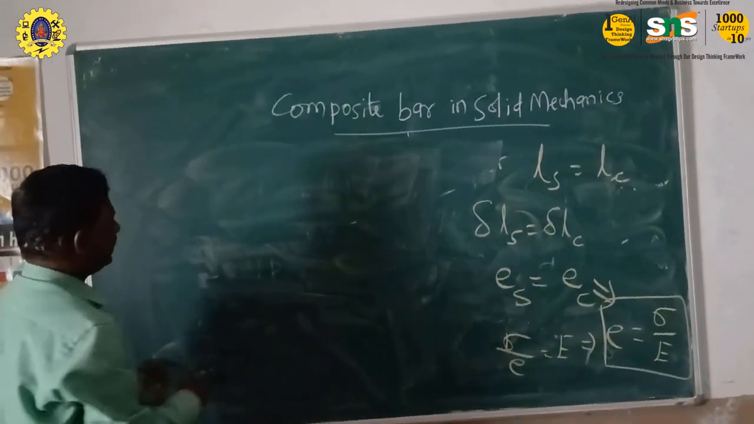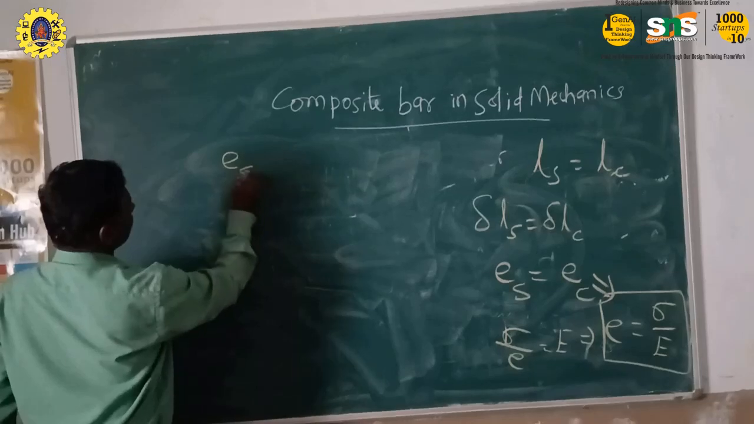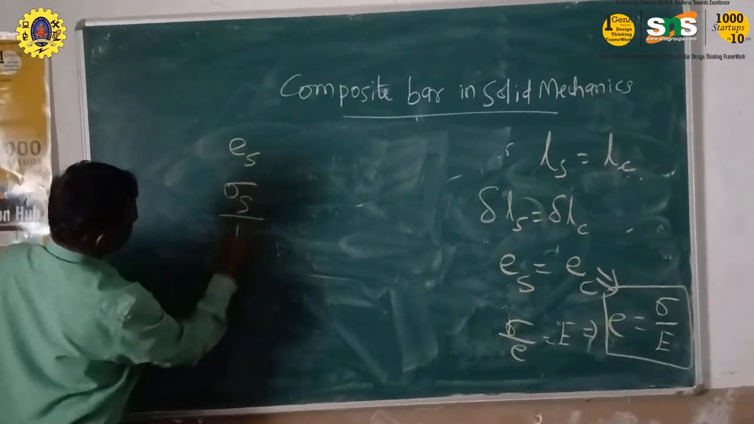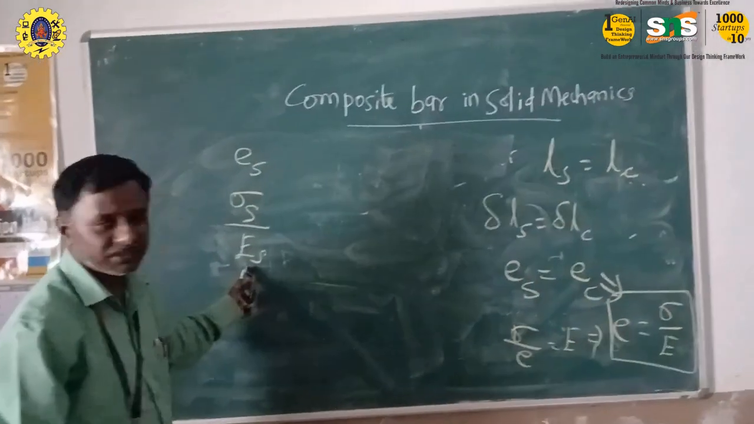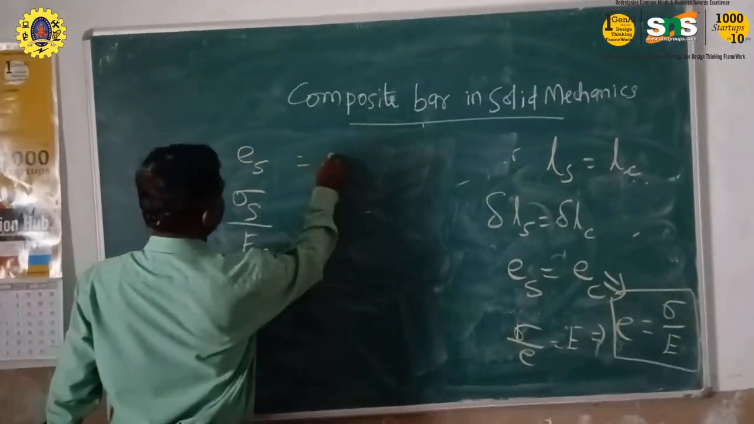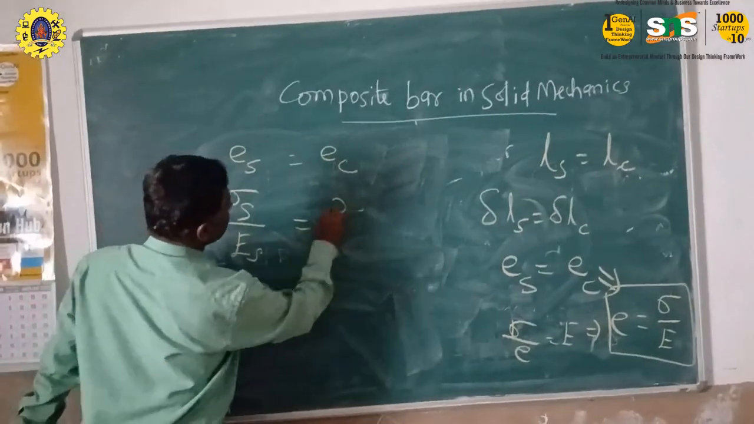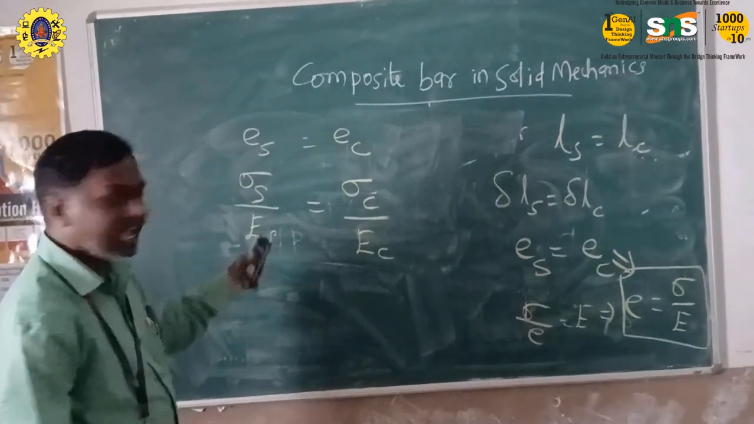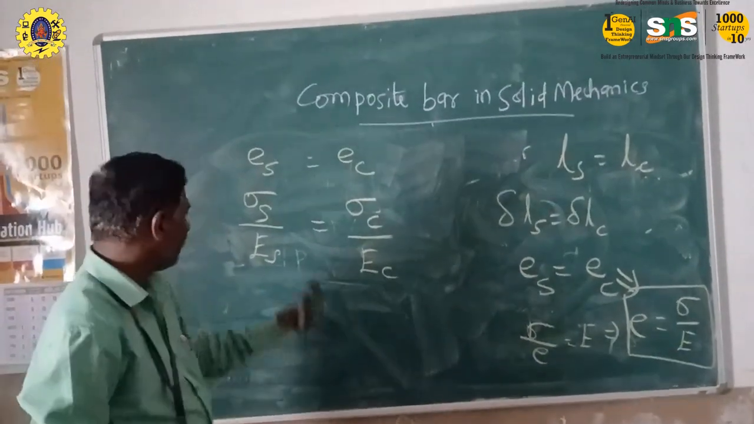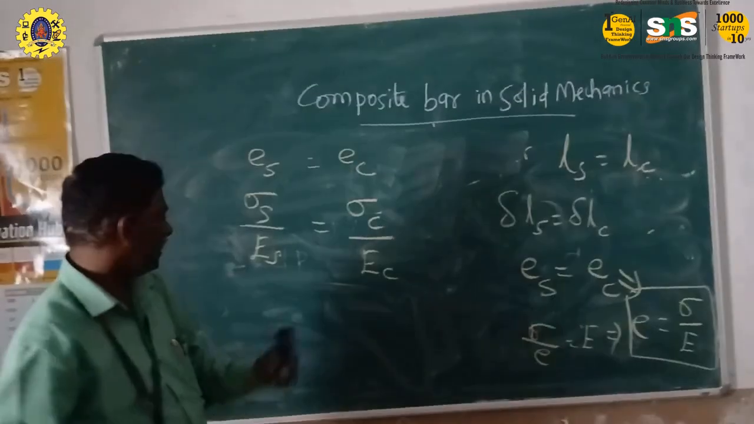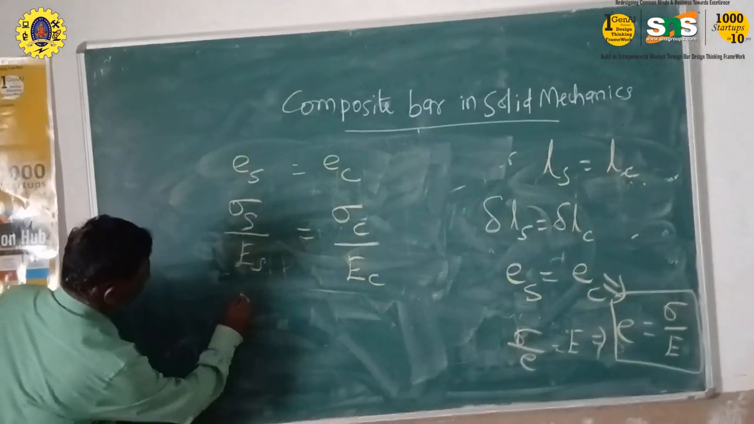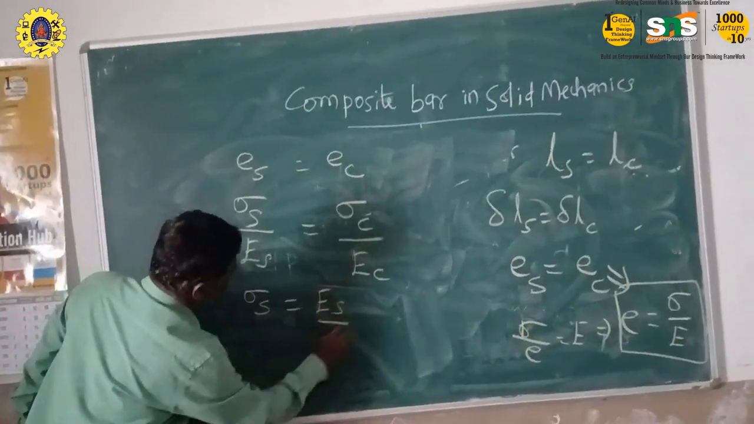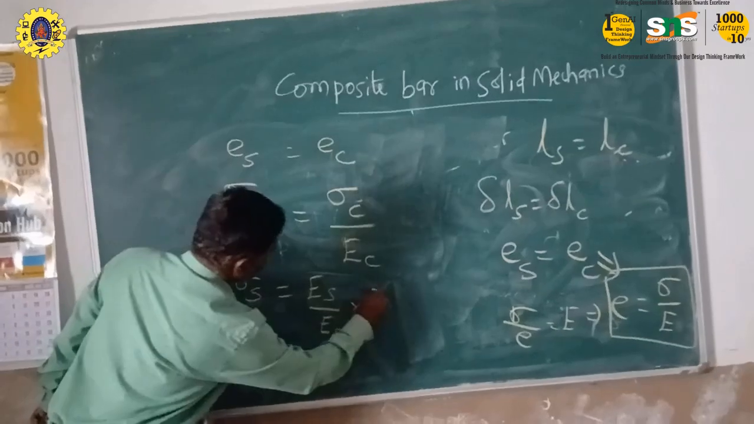How to differentiate now? So the strain in steel, epsilon S, that's nothing but sigma S by the Young's modulus of the steel, that is equal to the strain in the copper. So the stress in the copper over the Young's modulus of the copper. From that I can find what is the ratio between the stresses. So sigma S equals ES divided by EC into sigma C.